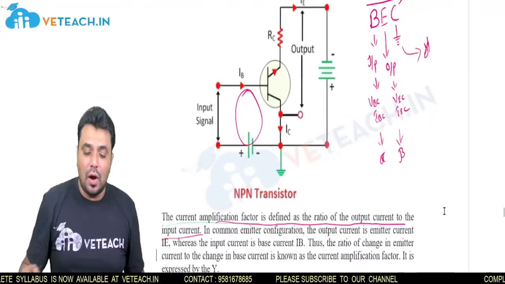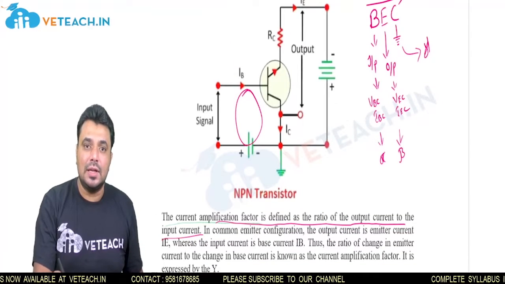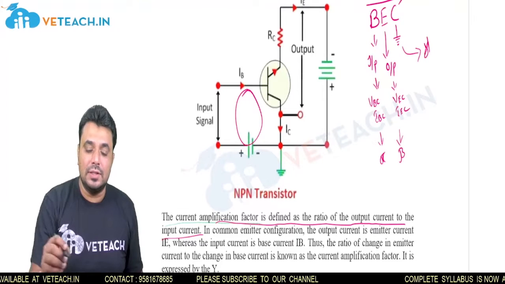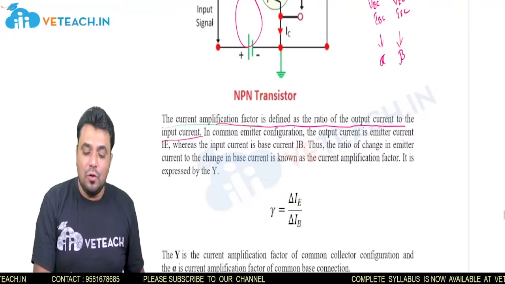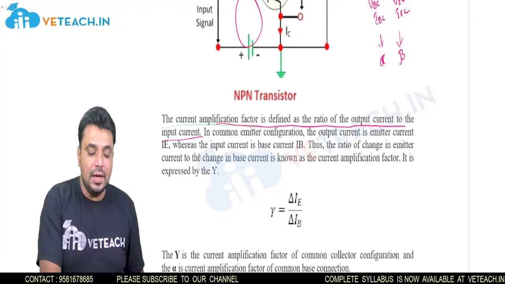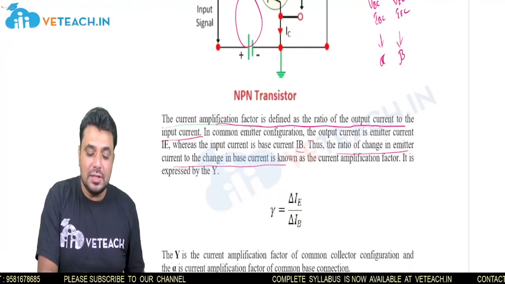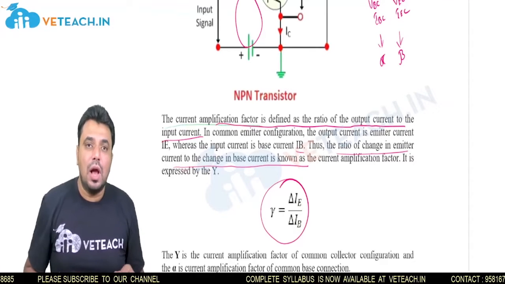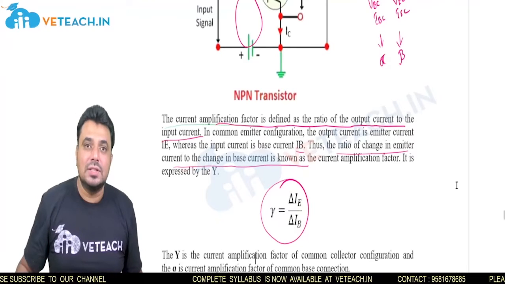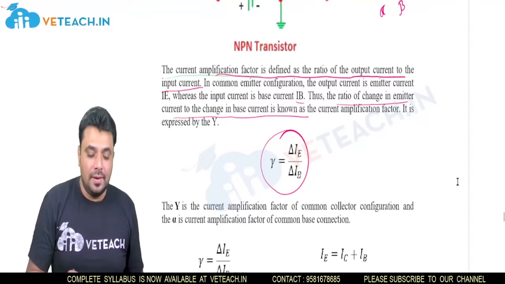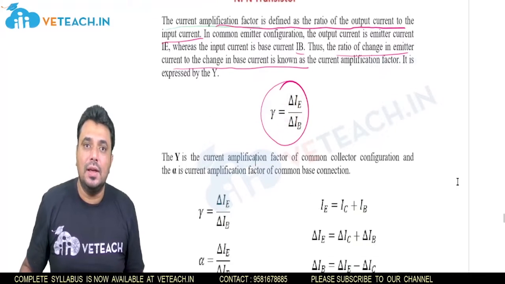You can see here the output current for the common collector configuration is the emitter current and the input current is the base current. So in common collector configuration, the output current is the emitter current IE, whereas the input current is IB. Thus, the ratio of the change in emitter current to the change in base current is known as gamma. So gamma equals change in emitter current by change in base current, which is the output current by input current. Now we can find the relation between gamma and beta as well as alpha.